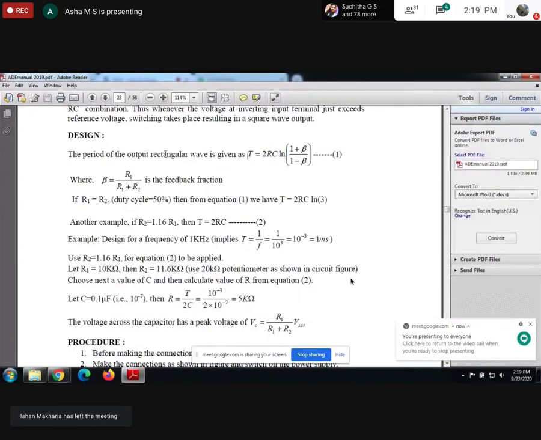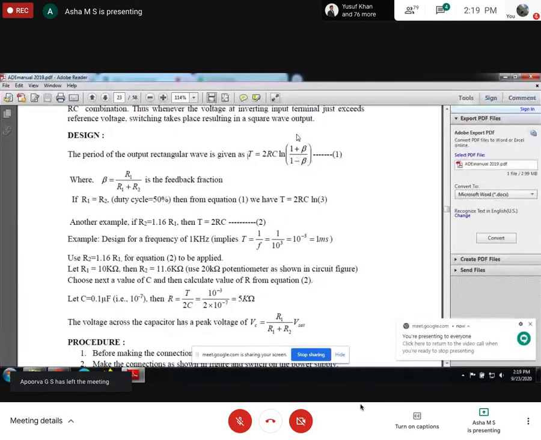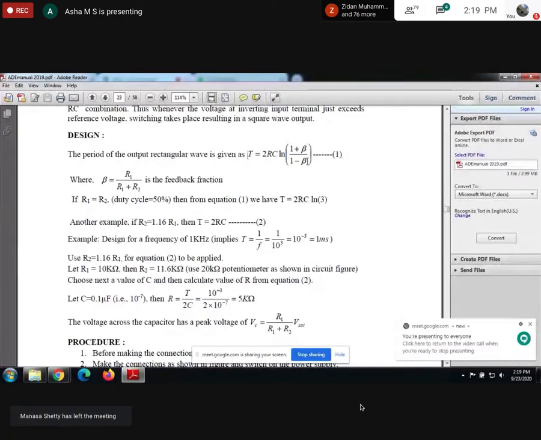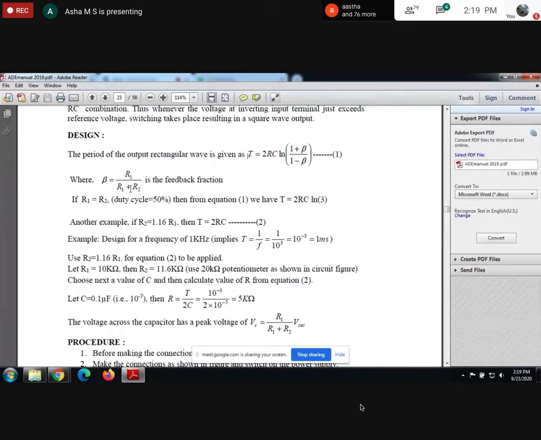So the period of the output rectangular waveform means one complete cycle, that is T equal to 2RC logarithm of (1 plus beta) divided by (1 minus beta). So this is the formula you need to remember. So what is the value of beta? In the theory we have done it, right? Same formula. So beta equal to R1 divided by R1 plus R2. So here we are going to use the feedback output. That's the reason we are going to take the value for beta as R1 divided by R1 plus R2.